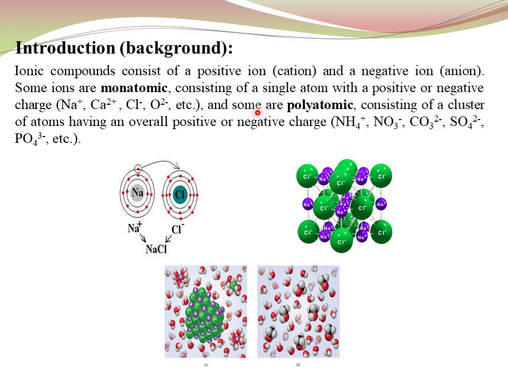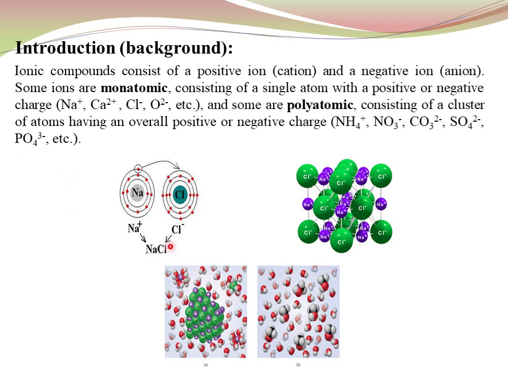And some ions are polyatomic ions. Polyatomic ions consist of a cluster of atoms with an overall positive or negative charge, for example the ammonium ion NH4+, nitrate ion NO3-, carbonate CO3 2-, sulfate SO4 2-, and also the phosphate ion PO4 3-.